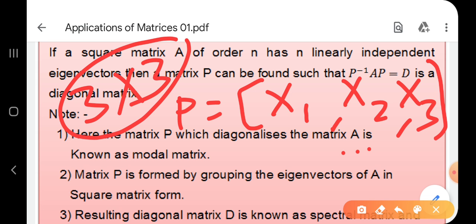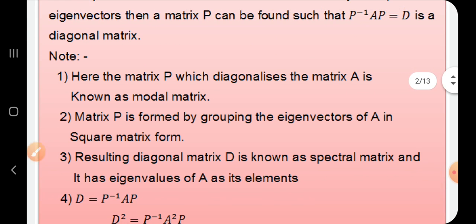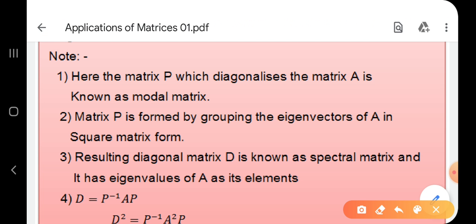But we know that sometimes eigenvalues are repeated. Sometimes we get repeated eigenvalues, and sometimes we get only one eigenvector or two eigenvectors. Like that, we are going to study this topic now. So our matrix P is the modal matrix, and we can write P as the matrix x1, x2, x3, where x1, x2 are the eigenvectors.